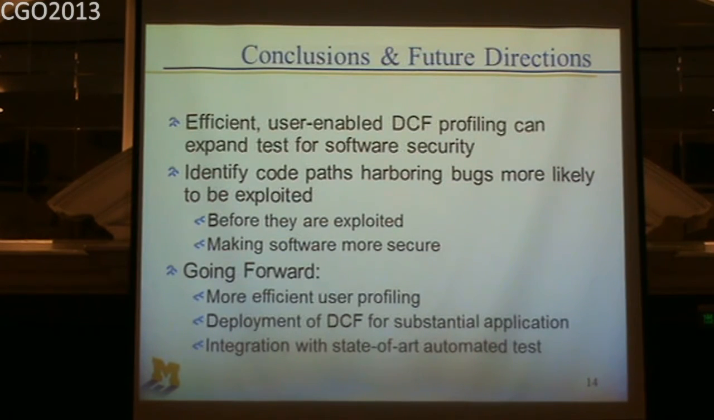So in conclusion, we state that efficient, user-enabled dynamic control frontier profiling can expand test for software security. This will be accomplished by identifying code paths which are harboring bugs more likely to be exploited, before they're exploited. And this will make software more secure.